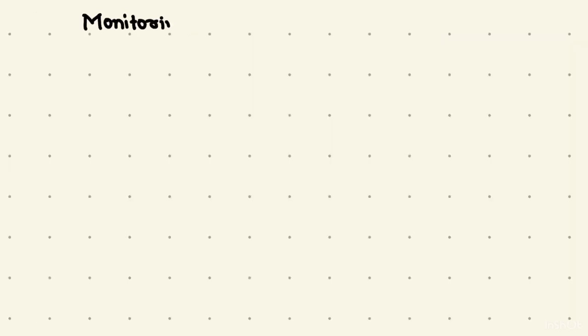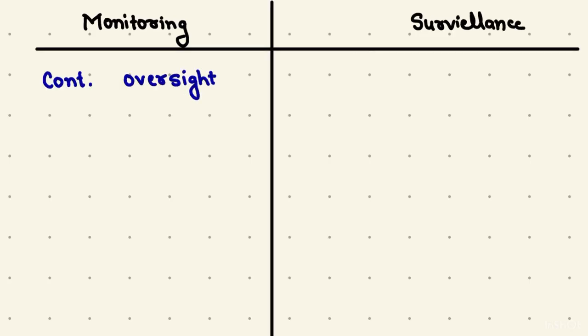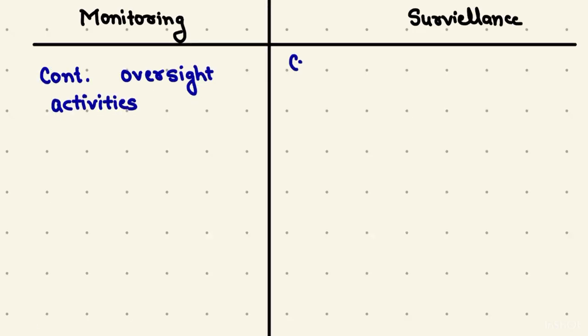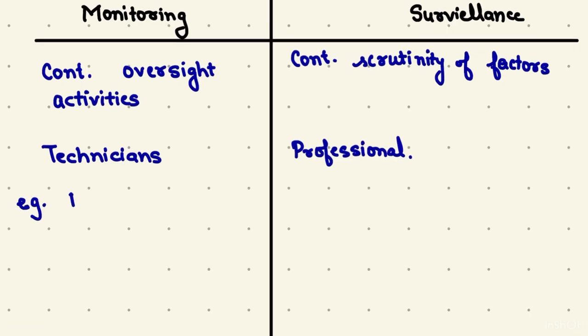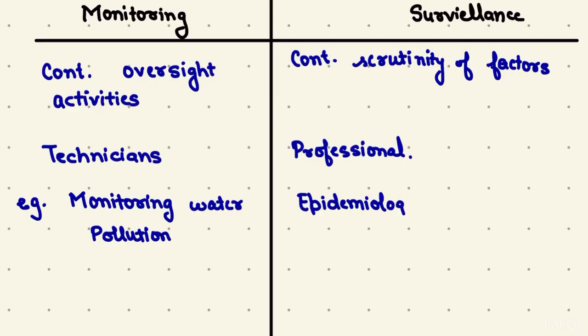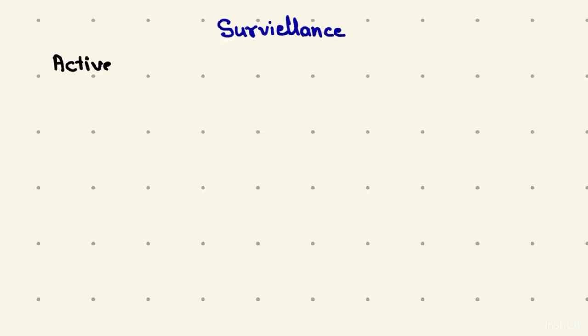For controlling the disease, we have to do monitoring and surveillance. Monitoring means continuous oversight of activities, and surveillance means continuous scrutiny of factors. मॉनिटरिंग इज डन बाय टेक्नीशियंस एंड सर्वेलेंस बाय प्रोफेशनल. मॉनिटरिंग का एग्जाम्पल है मॉनिटरिंग वाटर पॉल्यूशन, एंड सर्वेलेंस का एग्जाम्पल है एपिडेमियोलॉजिकल सर्वेलेंस. सर्वेलेंस इज ऑफ 3 टाइप्स: एक्टिव, पैसिव एंड सेंटिनल.